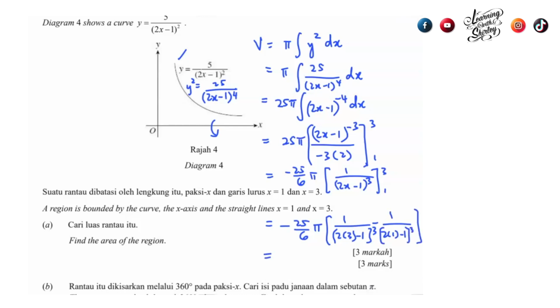Then after that, use the calculator. Then you will get 62 over 15 pi. You can also change this to a mixed number. 62 divided by 15, you will get 4 and 2 over 15 pi. And the unit is unit cube. So that will be the volume.